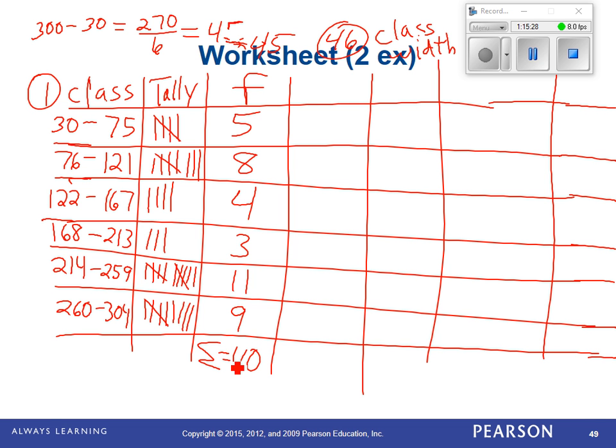Next thing, class midpoint. All we're gonna do to get the class midpoint is add these two together and divide by 2. What's 30 plus 75? Divided by 2, 52.5.